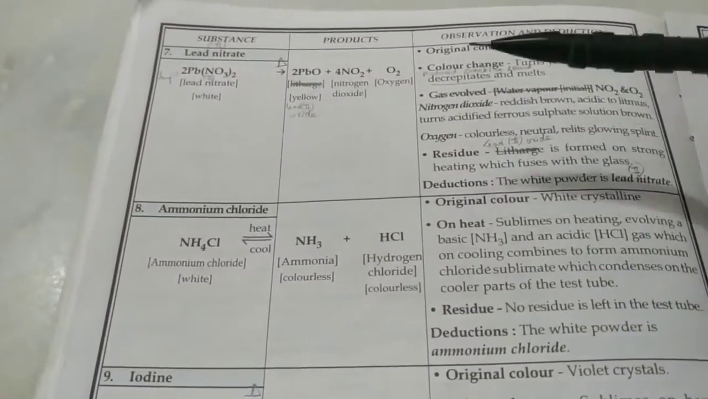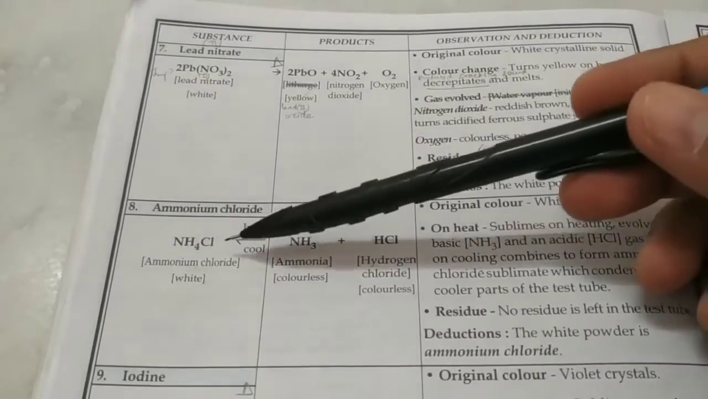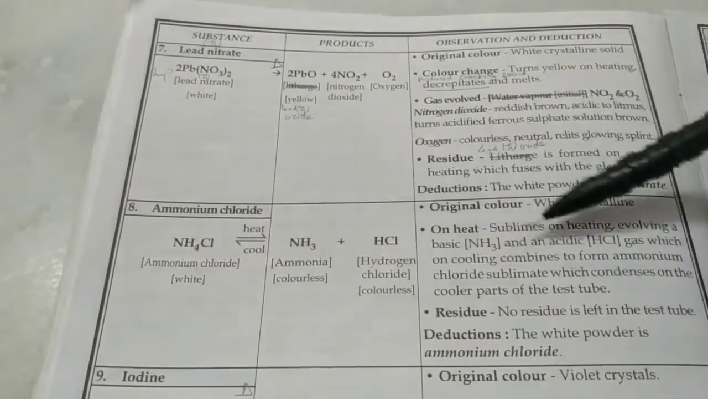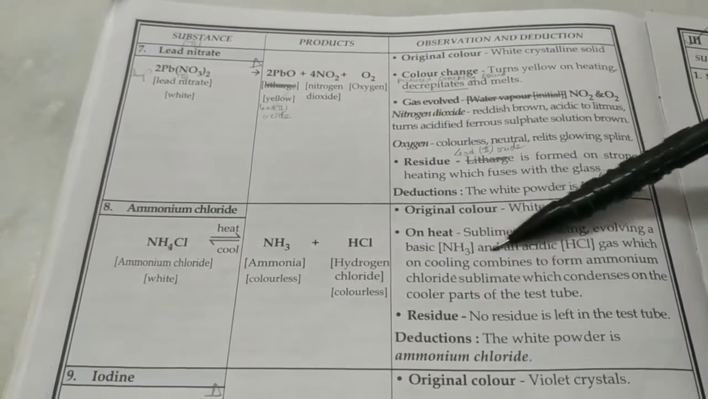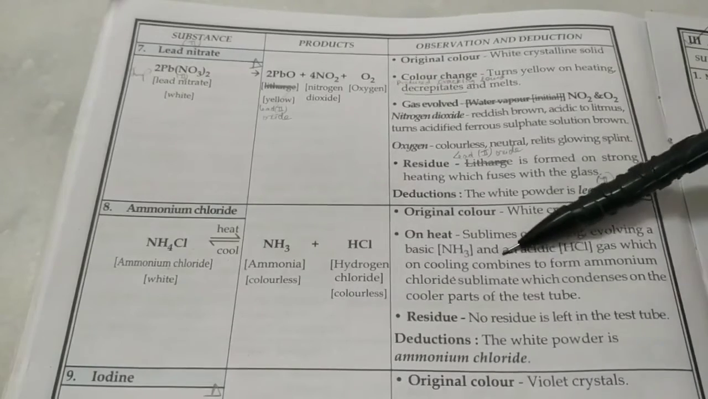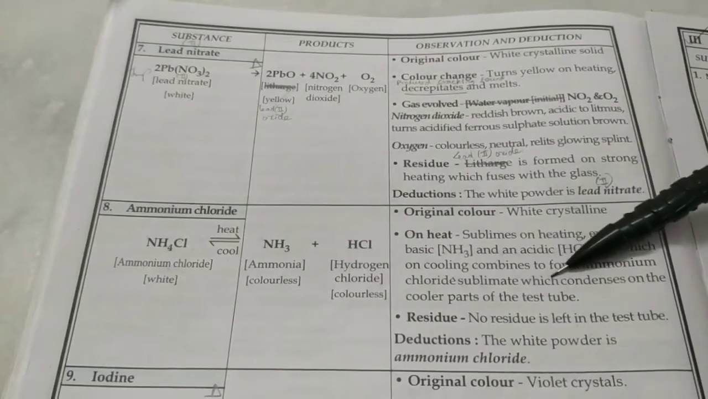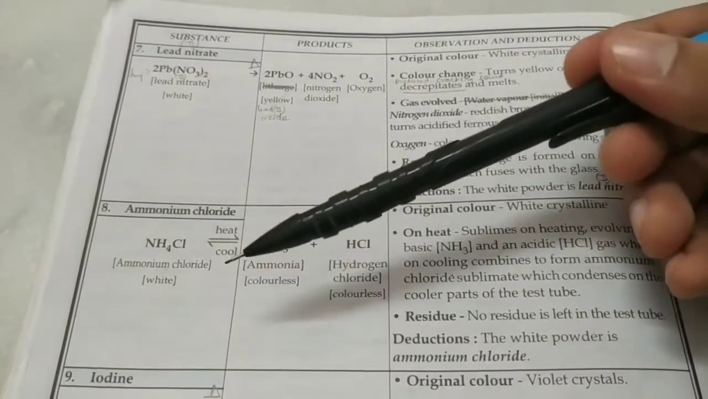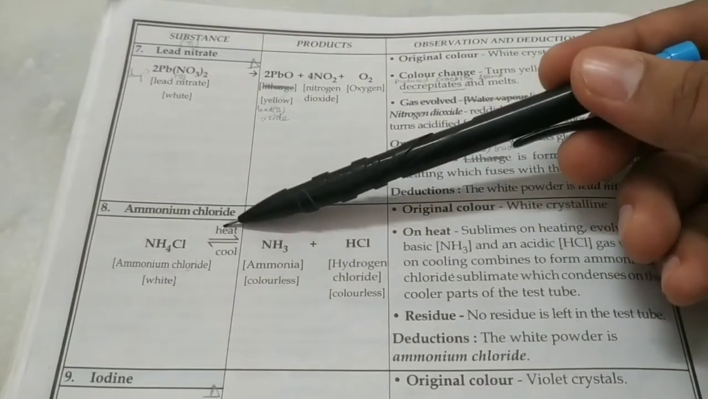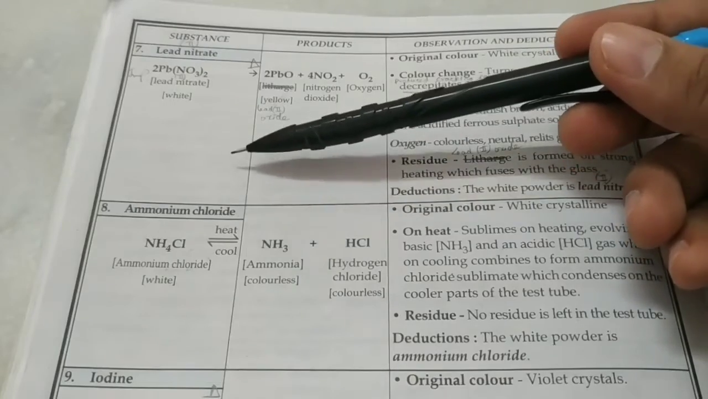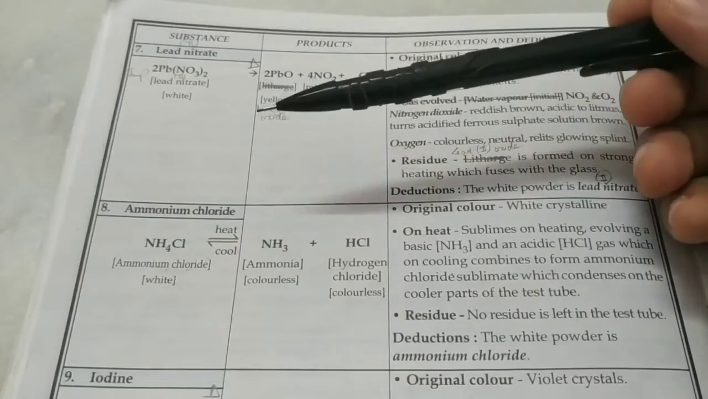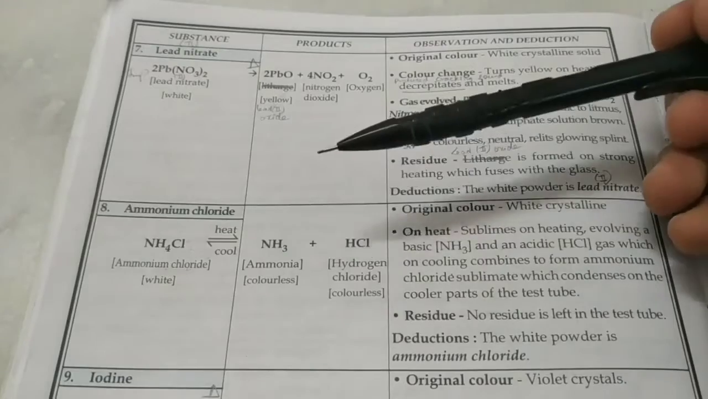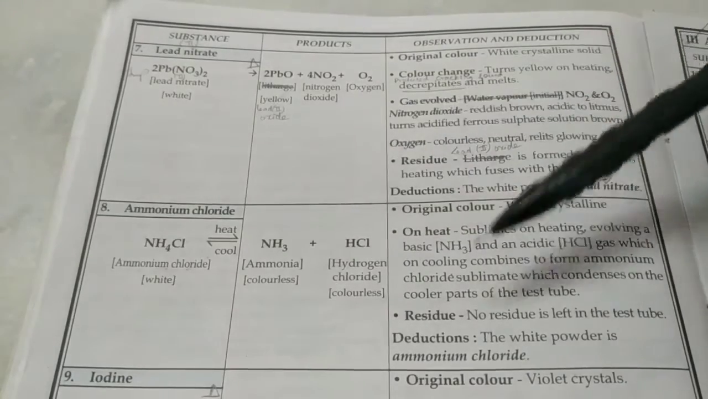One more observation which is very important in this question is that you will notice that ammonium chloride, when heated, sublimes on heating, evolving a basic and an acidic gas, which on cooling combines to form ammonium chloride, which condenses on the cooler parts of the test tube. So in short, you can say on heating, it gives some vapors, which condense on the cooler parts to give you white powder. That's it. And no residues left behind. So if they ask you for just one observation, write this one.